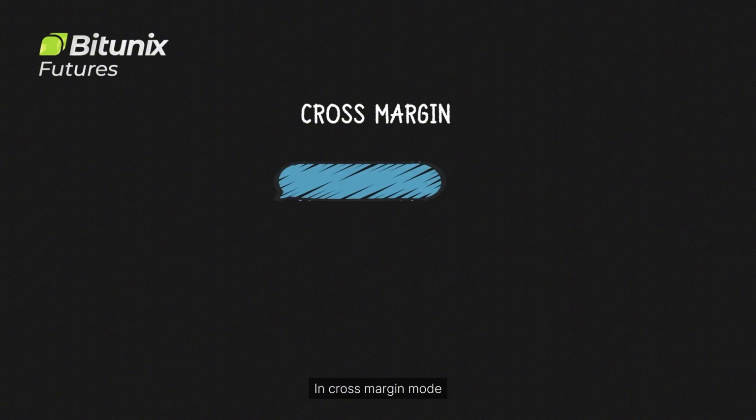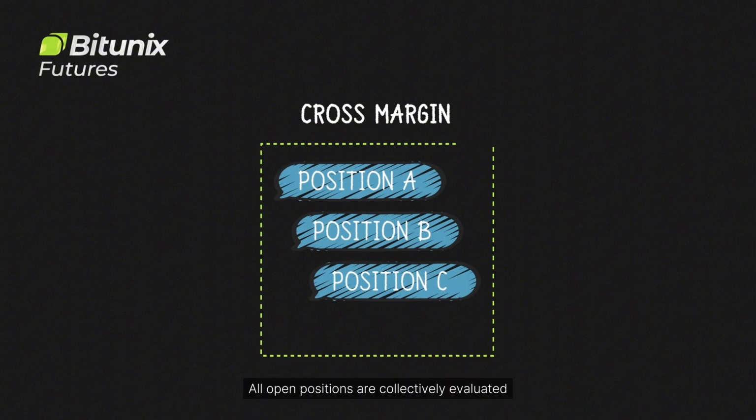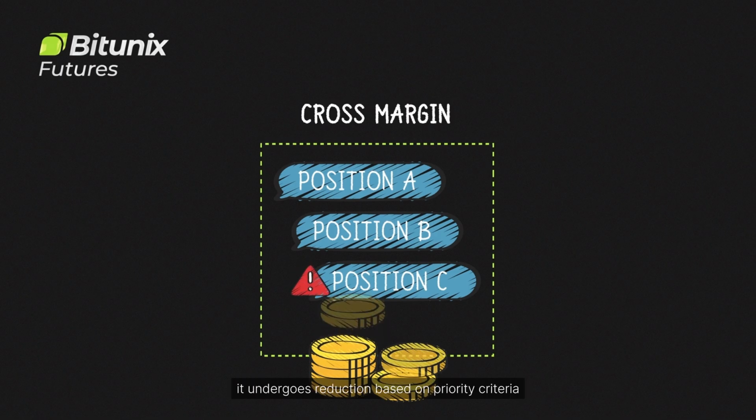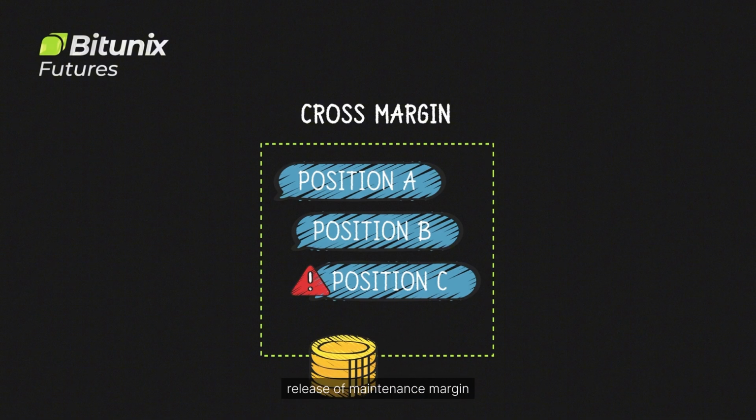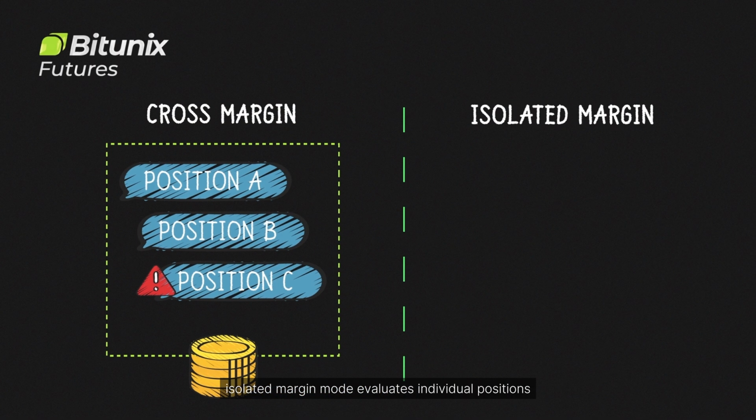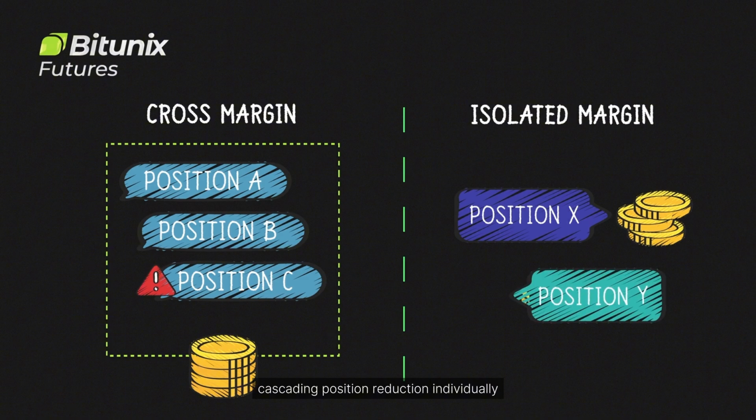In cross-margin mode, all open positions are collectively evaluated. If any one position exceeds Tier 1 risk limits, it undergoes reduction based on priority criteria such as risk limit tiers, release of maintenance margin, and nominal values. Conversely, isolated margin mode evaluates individual positions, cascading position reduction individually if the risk limit tier exceeds 1.